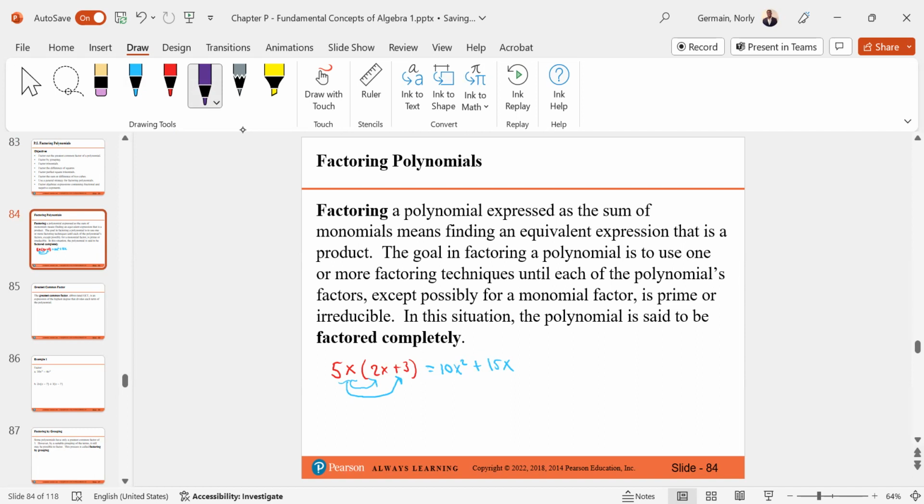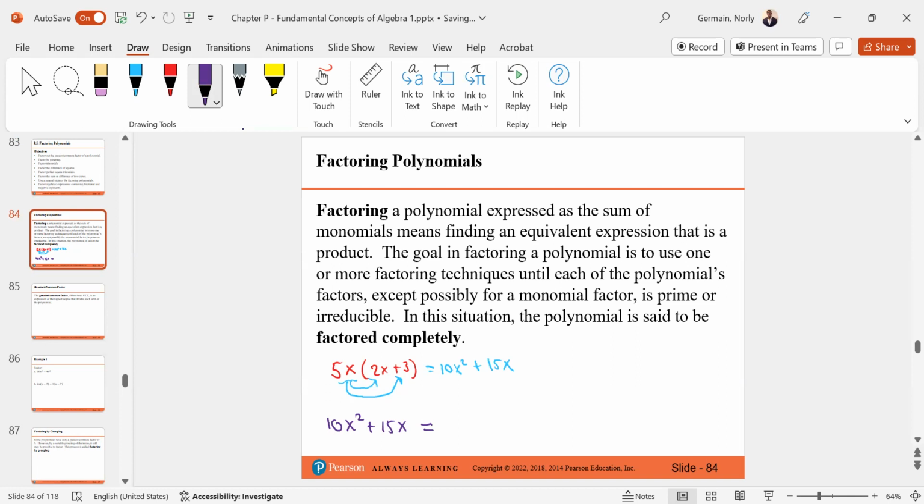In some situations, instead of asking us to distribute, like we did in the previous sections, where we have polynomials that we could add, subtract, multiply, and divide, and also distribute and combine like terms, they might give you an expression like 10x squared plus 15x and ask you to reverse the process. If you want to reverse the process, you need to identify common factors between these two terms, the 10x squared and the 15x.